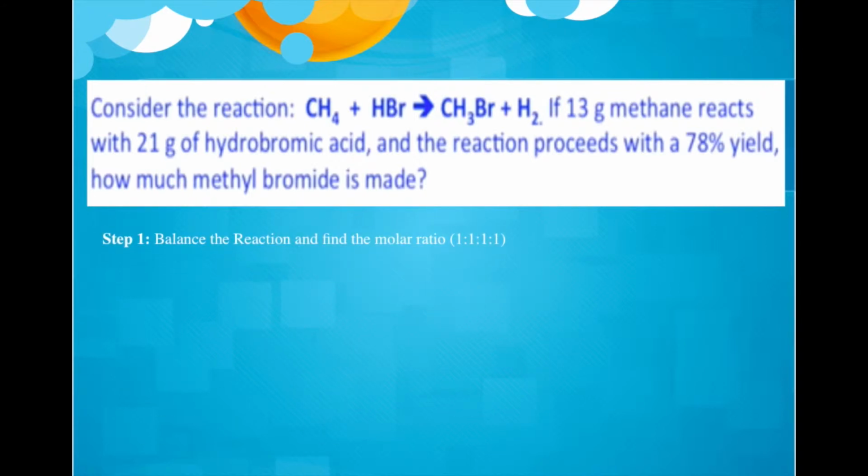When we carefully read the question, we are focusing on how much methyl bromide is made. Therefore, we do not need to focus on hydrogen. There are 13 grams of methane and 21 grams of hydrobromic acid.